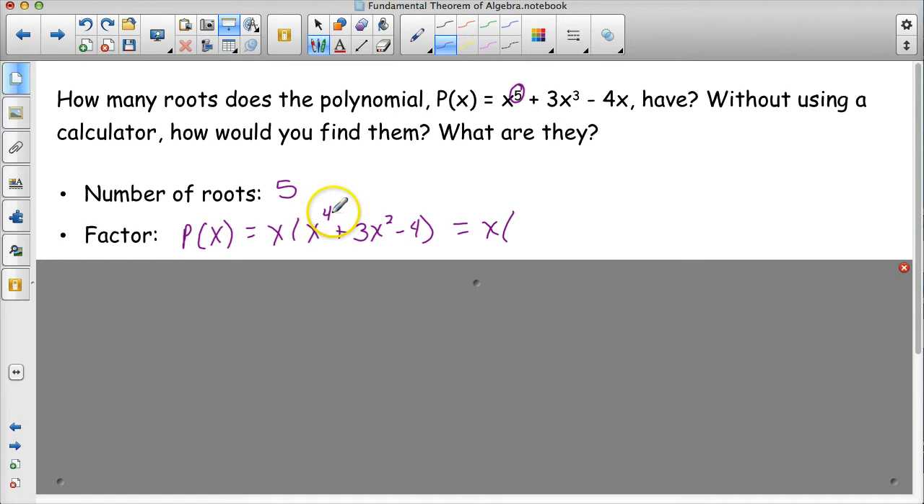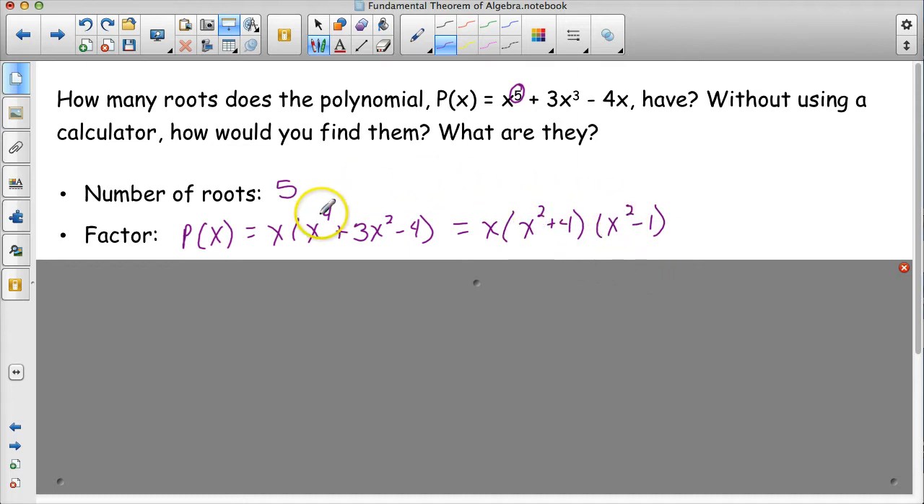But now I want to look at x to the 4 plus 3x squared minus 4. Well, since x to the 4 has a coefficient of 1, I'm wondering, can I factor this fairly easily? Well, let's see. What are factors of negative 4 that when I add them together, I get a positive 3? What about a positive 4 and a negative 1? Would that work? If it does, then that means that I have x squared plus 4 and x squared minus 1. Let's check it real quick.